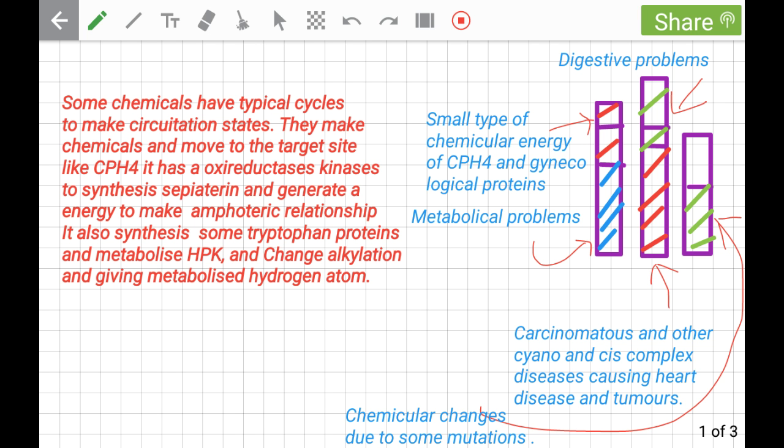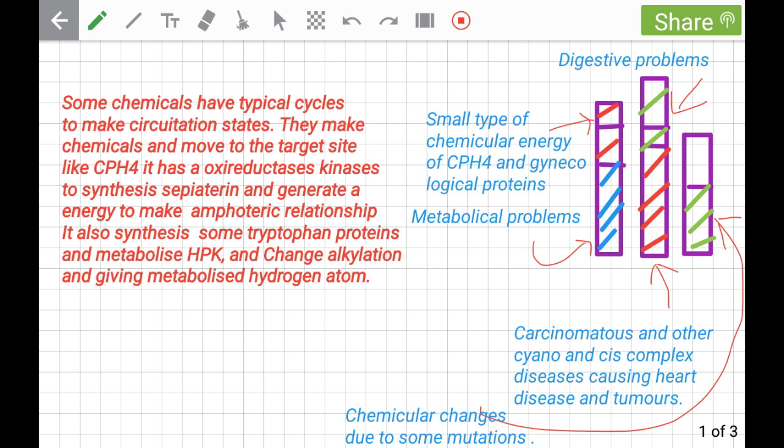So hydrogen atoms are also metabolized in different states. The ortho and para states of hydrogen atoms are there, that are hydrated to form different atomic structures to maintain the amphoteric relationship between the atoms. So CPH4 is a chemical released in a small component way during the 6 weeks of women.